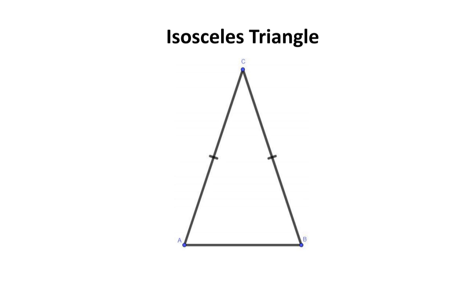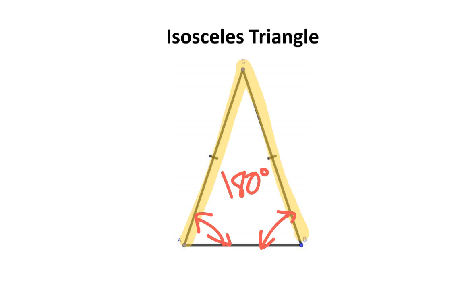An isosceles triangle has two sides which are equal. In this case, only two interior angles are equal. However, all three interior angles also add up to 180 degrees.